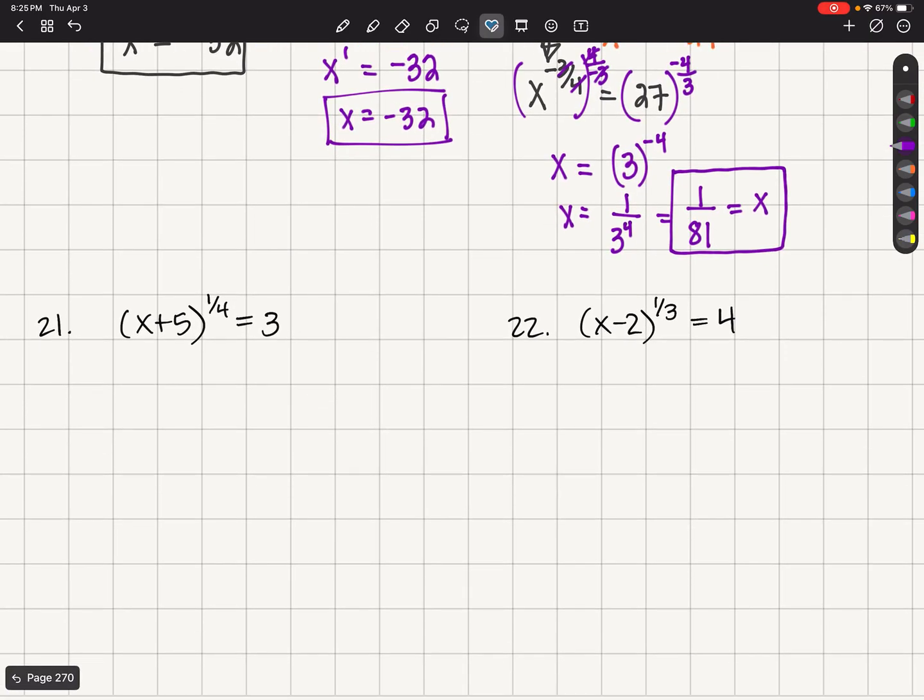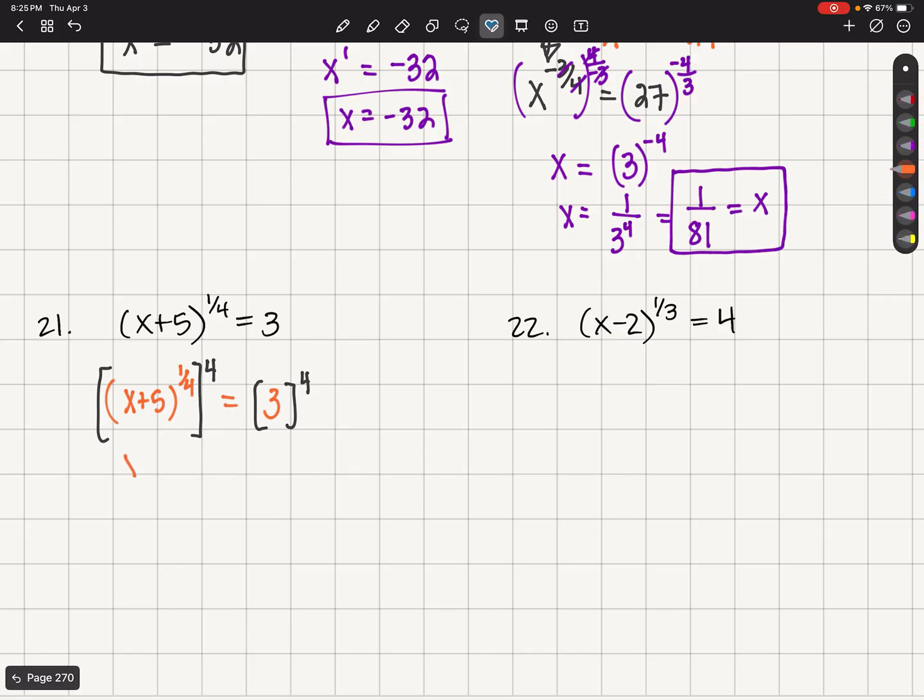So let's try doing that reciprocal thing again. We've got x plus 5 to the 1/4 power equals 3. We're going to raise both sides to what power? What's the reciprocal of 1 over 4? The reciprocal of 1 over 4 is 4. So we'll raise both sides to the 4th power.